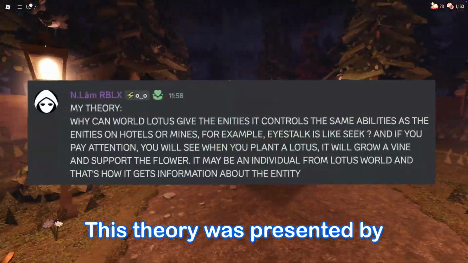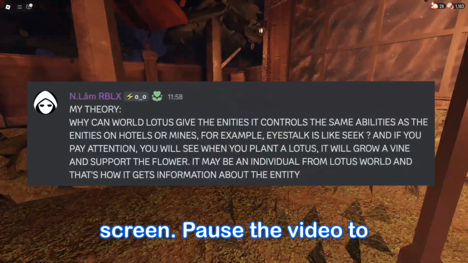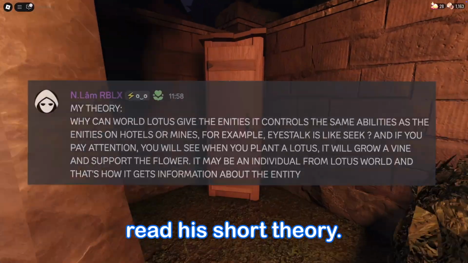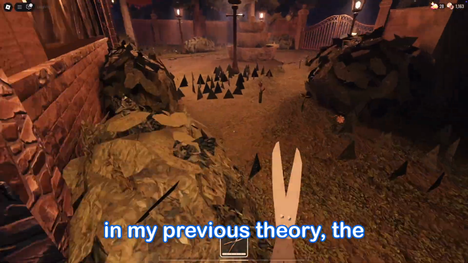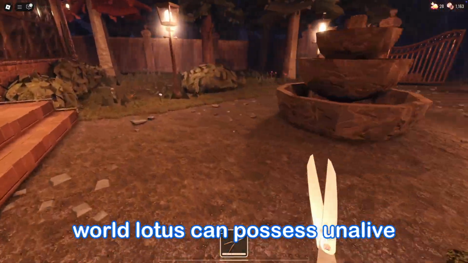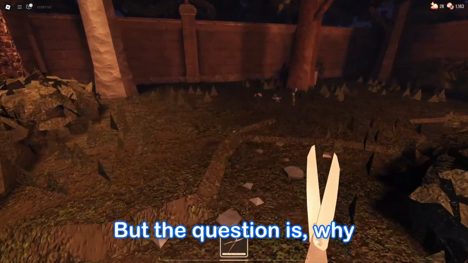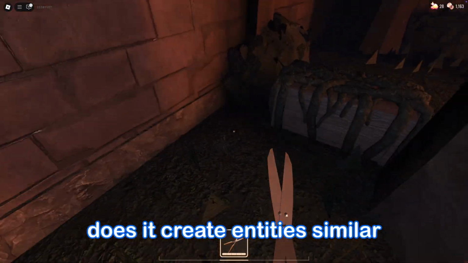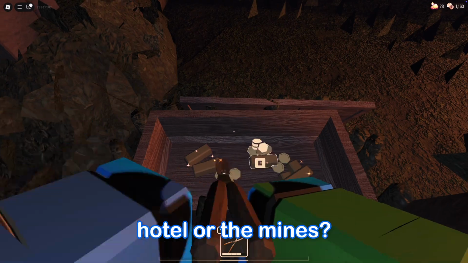This theory was presented by this guy shown on the screen. Pause the video to read his short theory. So, as I was saying in my previous theory, the World Lotus can possess unalive objects. But the question is, why does it create entities similar to the ones in the hotel or the mines?